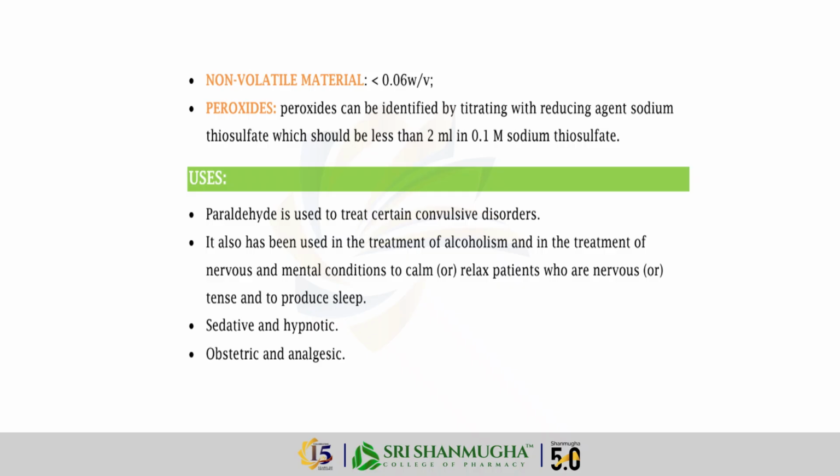And next one is peroxides. So these peroxides can be identified by titrating with a reducing agent like sodium thiosulfate, which should be less than 2 ml of 0.1 M sodium thiosulfate solution.